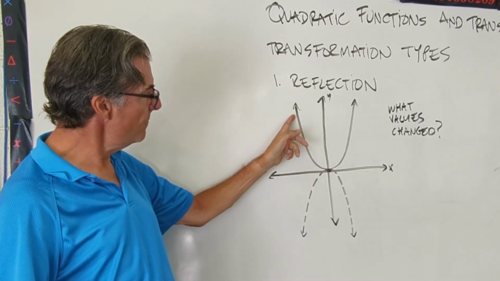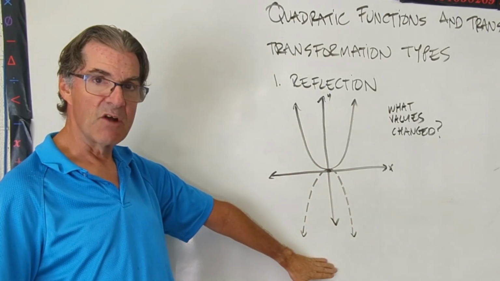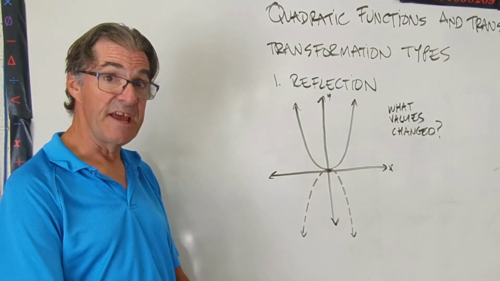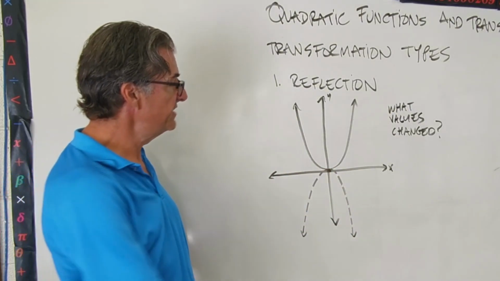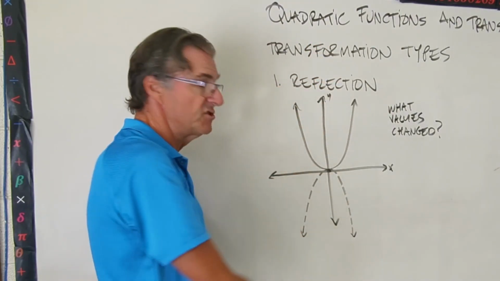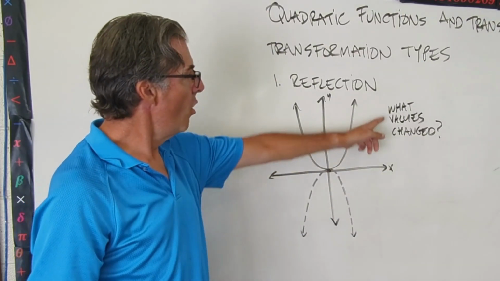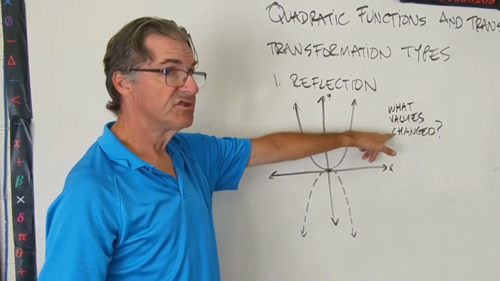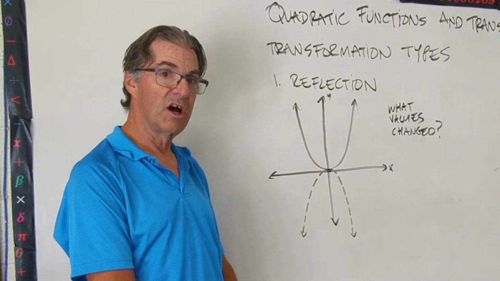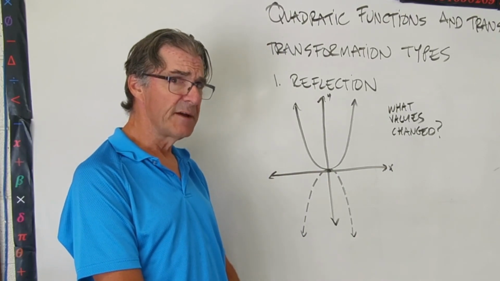So instead of pointing upward, now this parabola is pointing downward. Notice how it still has the same vertex at 0, 0, and it still has the same axis of symmetry at x equals 0. So I want to ask you this. What values changed when we reflected it across the x-axis? Pause the video and think about that for a minute.